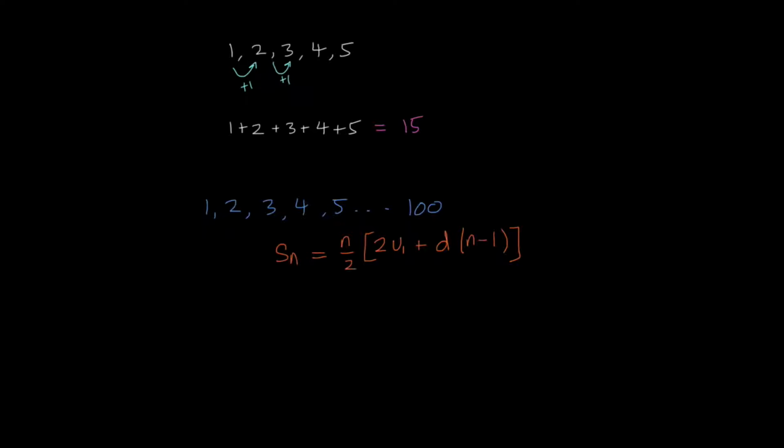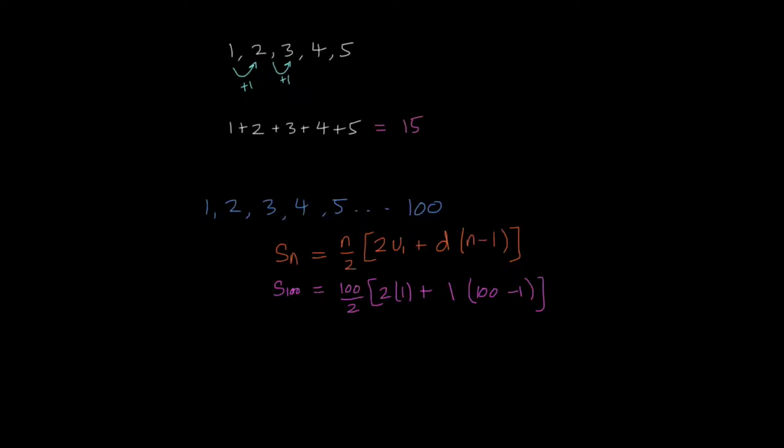And if I were to substitute the values for this particular sequence, it would be S. So the sum for the first 100 terms, that would be 100 over 2. My u sub 1, or the first term, is 1. So 2 times 1, plus my common difference is also 1, times n is 100, so 100 minus 1. And I could then solve this very easily.